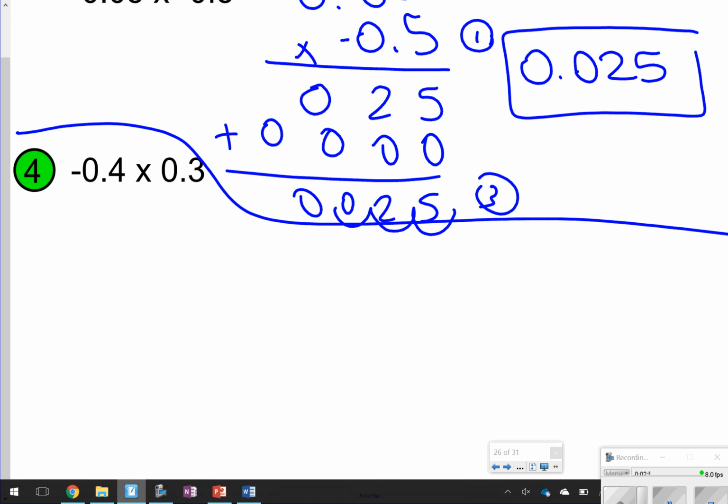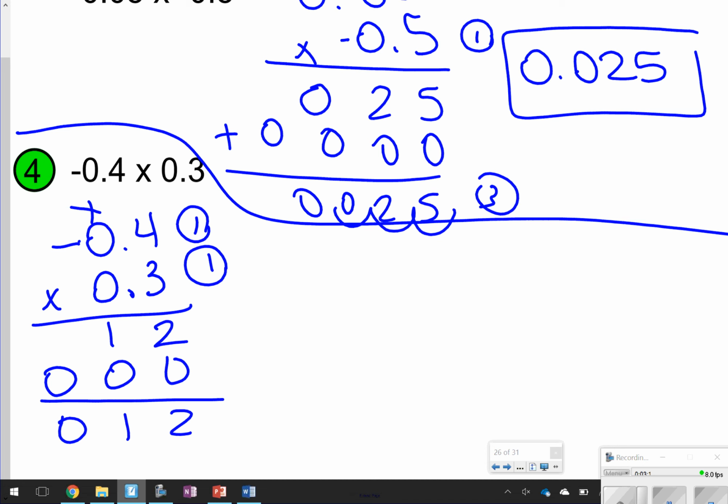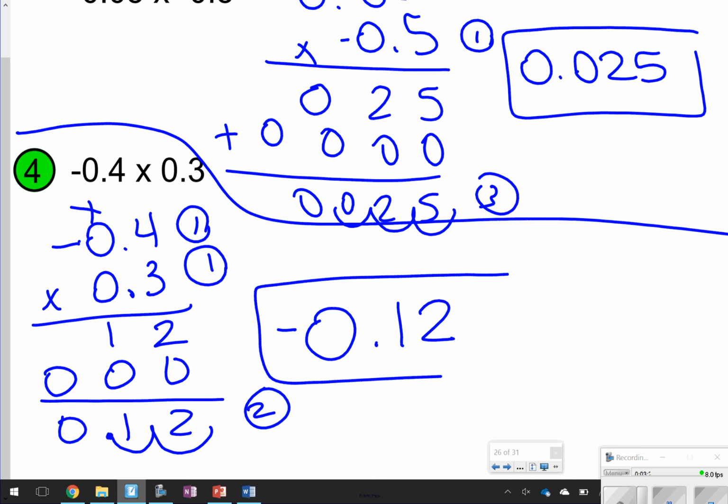Down here for number 4, I've got negative 0.4 times 0.3, multiplying and ignoring the decimals at first. I got 12, carry my 1, 3 times 0 plus 1 is 1, a 0 to go over to the next one, 0 times 4, and 0 times 0. Add them together. I have 1 decimal movement here and 1 there, so that's going to be a total of 2. So 1, 2, so I got 0.12, and then I do need to keep it negative as my answer because I multiplied a positive by a negative.